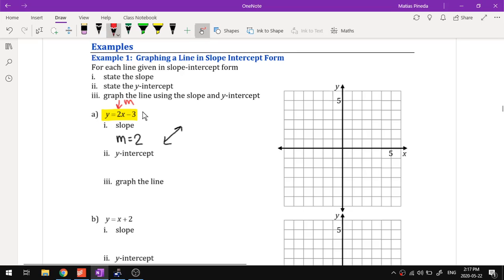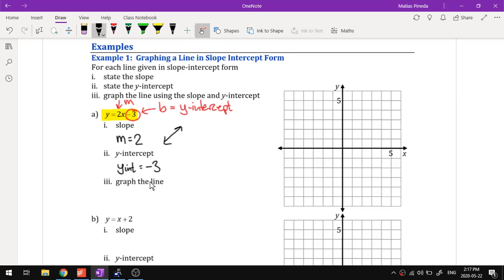The second parameter is the -3. This is sometimes referred to as b. This is our y-intercept. So our y-intercept is -3. Remember that the sign in front of the number goes with the number, so it's -3.